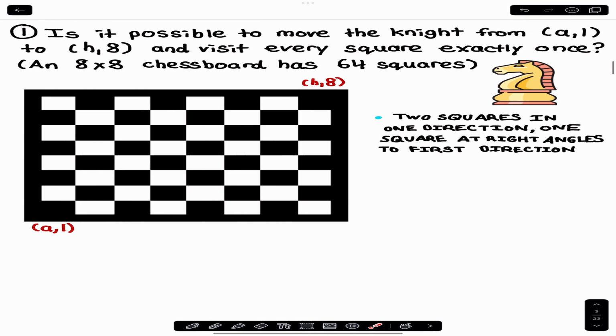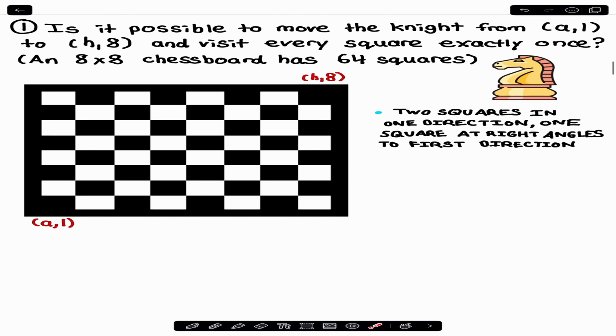So as always, I encourage you to just pause the video and try the problem out yourself first. Have fun with it. But today's first problem is this. Question 1. Is it possible to move the knight, that's this guy, from a,1 over here, this bottom left square, to h,8, top right square, and visit every square exactly once? So that's once and only once. And for your information, an 8x8 chessboard has 64 squares.